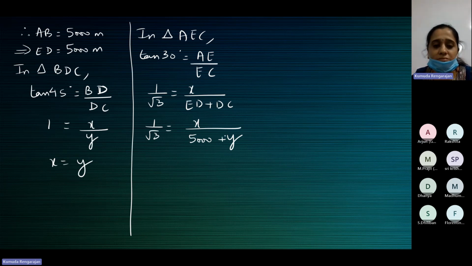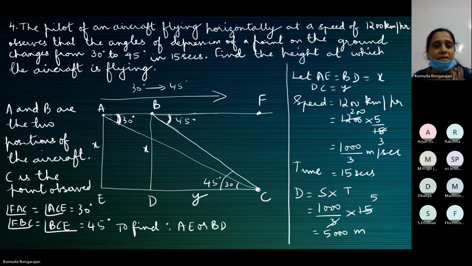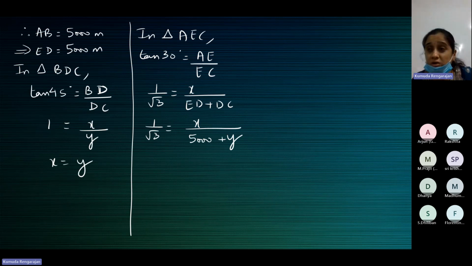Okay. So now here also we are not getting anything because we have two variables X and Y. So what can you do? You can substitute. What should you find actually? You should find the height at which the aircraft is flying. That is, you have to find X. That means you don't want Y. You want only X there, right?